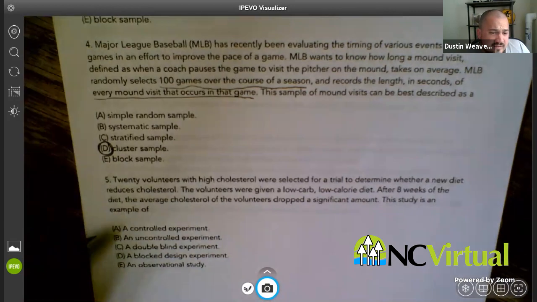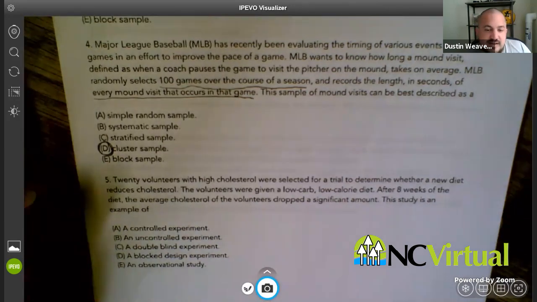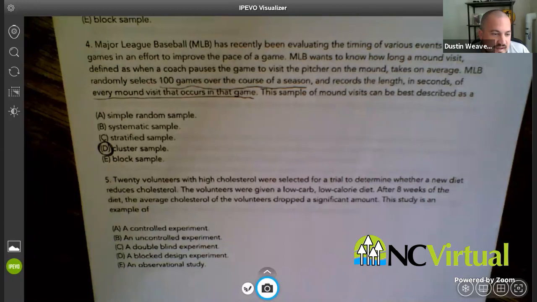Number 5, 20 volunteers with high cholesterol were selected for a trial to determine whether a new diet reduces cholesterol. The volunteers were given a low-carb, low-calorie diet. After 8 weeks of the diet, the average cholesterol of the volunteers dropped a significant amount. This study is an example of what?